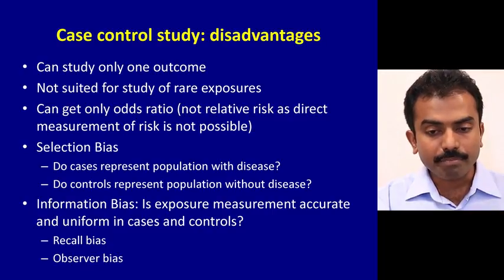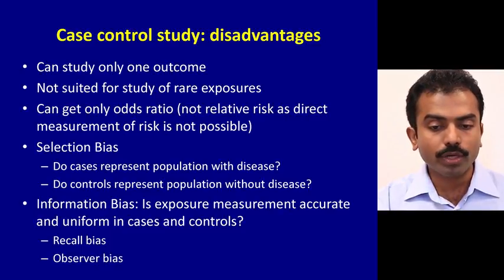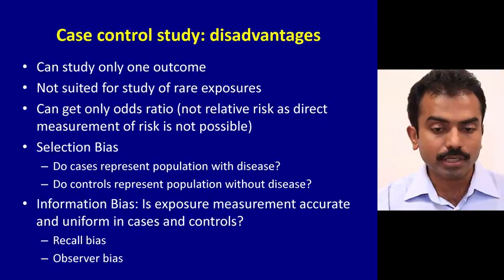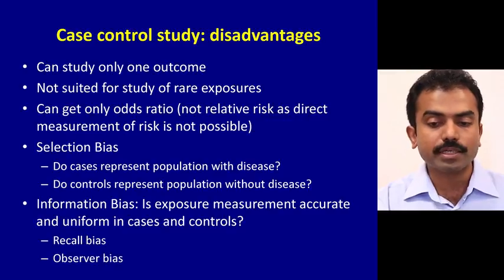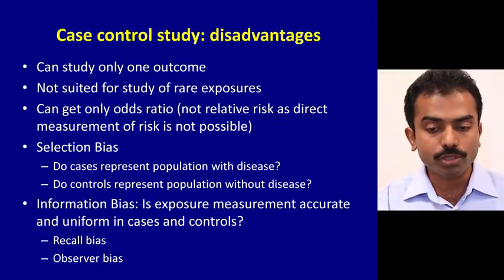So let's recapitulate some of the disadvantages of a case control study. One, you can study only one outcome in a case control study. Two, it's not suited for rare exposures. We have already talked about it. For rare outcomes, case control study is suitable, whereas for rare exposures, the preferred design is a cohort study.